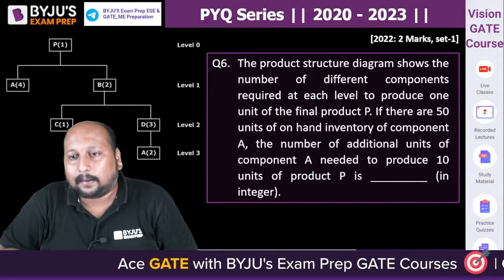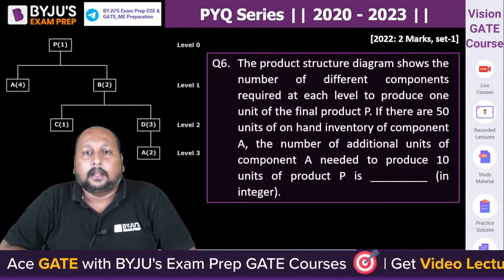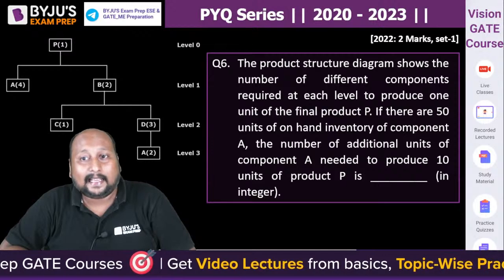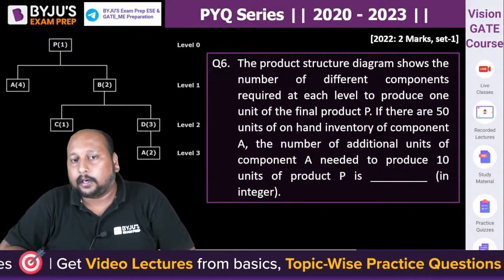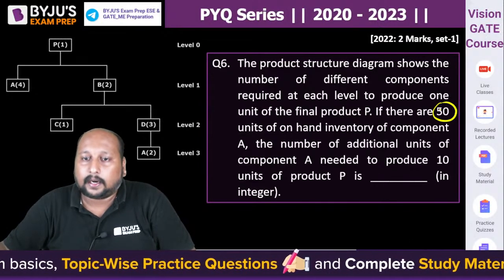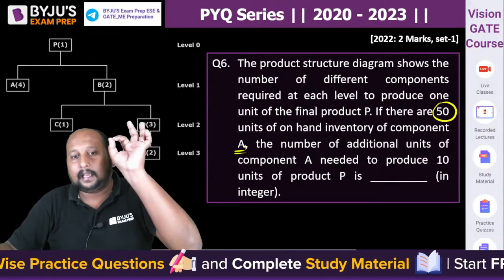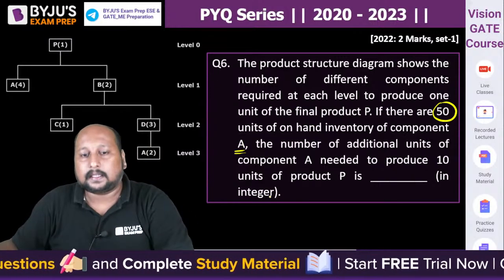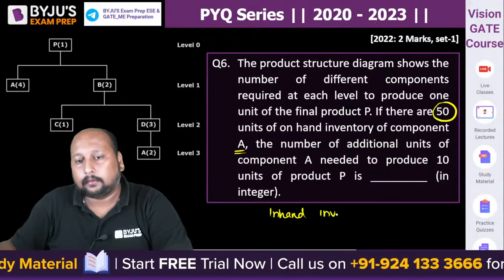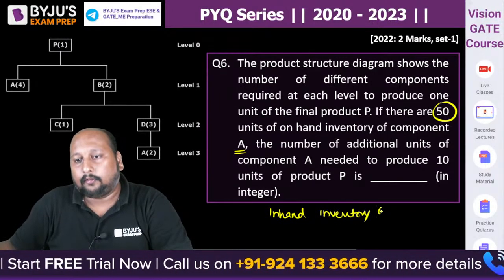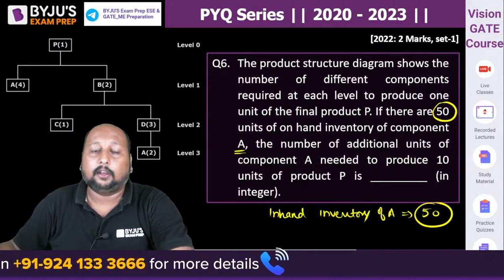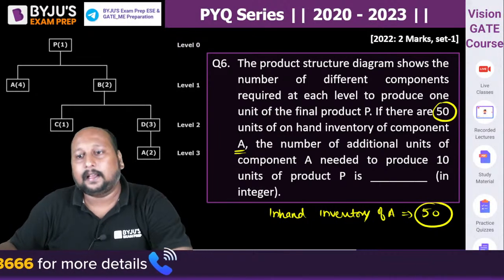This question is from the MRP, that is your bill of material. The product structure diagram shows the number of different components required at each level to produce 1 unit of the final product P. If there are 50 units of in-hand inventory of A, हमारे पास already 50 units है, right? Already we are having 50 units.